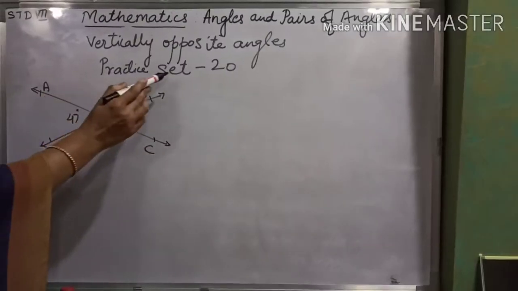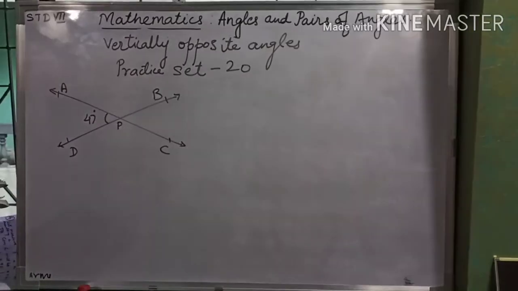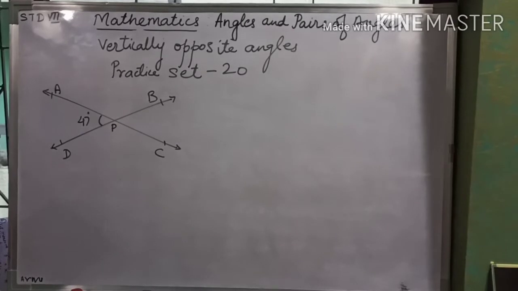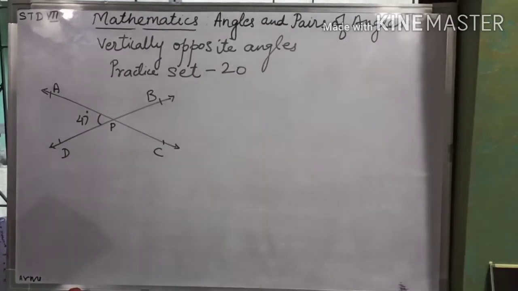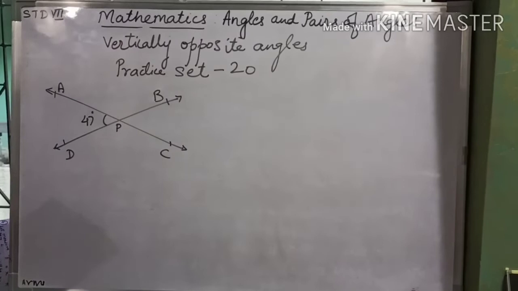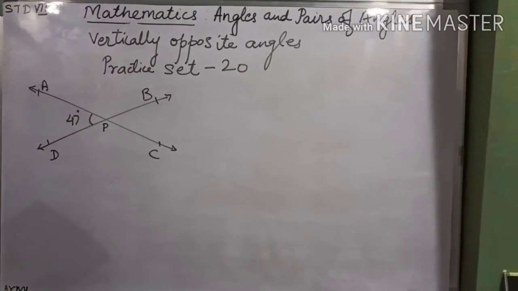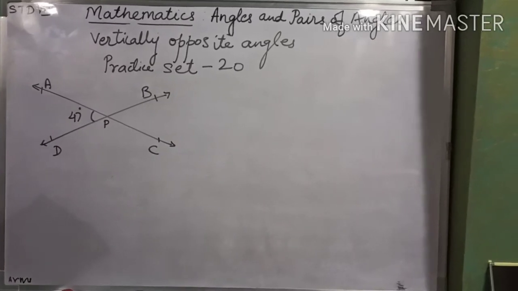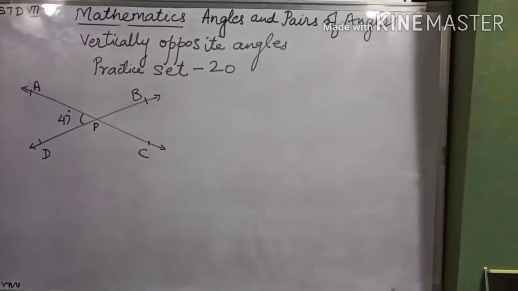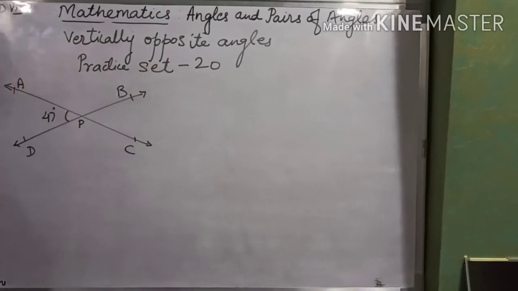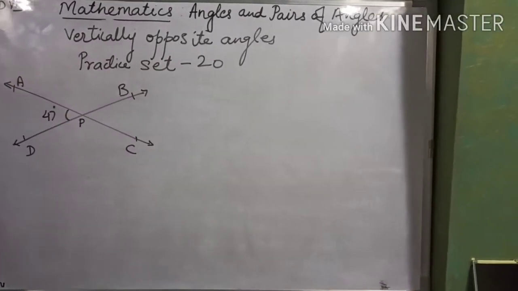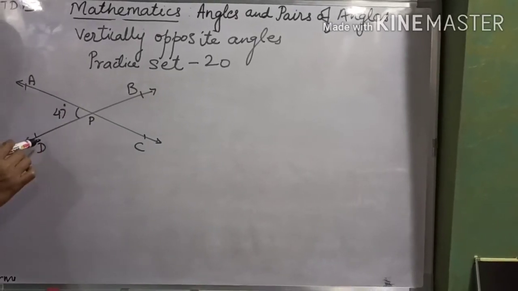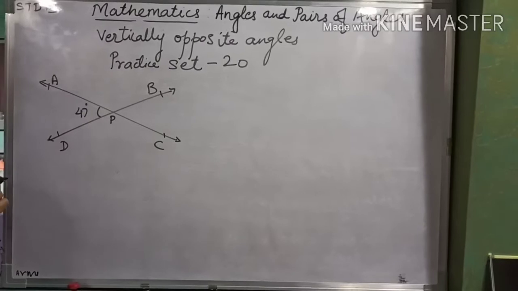Let us move to practice set 20. Sum number 1, I read the question. Lines AC and BD intersect at point P. Measure angle APD is 47 degrees. Find the measures of angle APB, angle BPC, angle CPD. Here you have to use the property of vertically opposite angles. Vertically opposite angles, they are of equal measures. Here they have given you angle APD and the remaining three angles you have to find out.